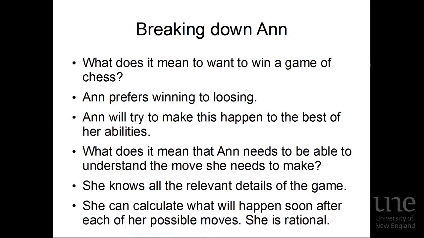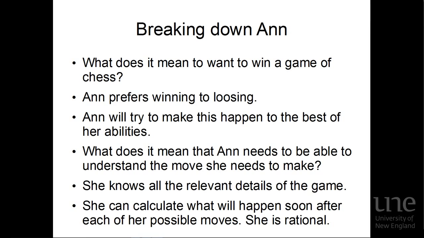Something to think about. Are these the core conditions necessary? Or do we need to know extended information about the situation itself? Well, we may need to assume that all agents know all aspects of the game in order to make these predictions. But let's break Anne down first. What does it mean to want to win a game of chess? Anne prefers winning to losing, that's all. Anne will try to make this happen to the best of her abilities, if she prefers winning to losing.